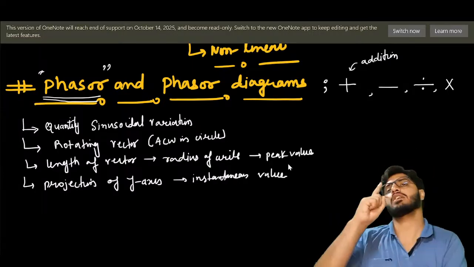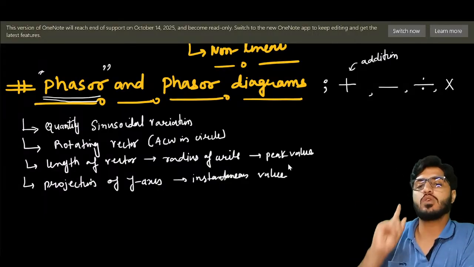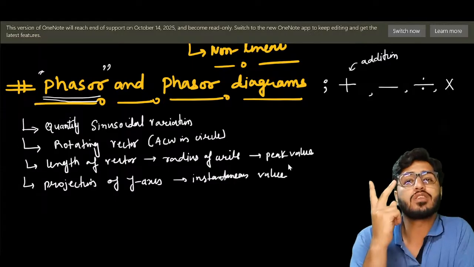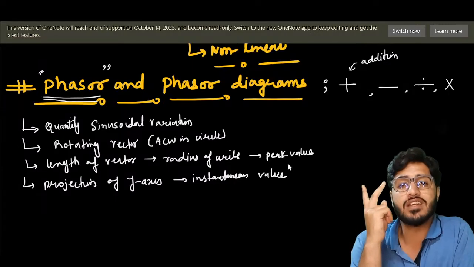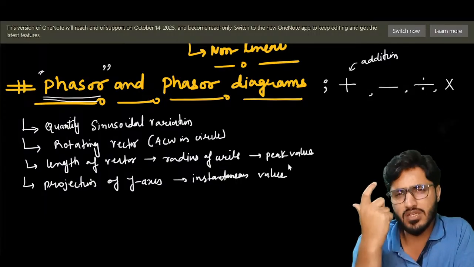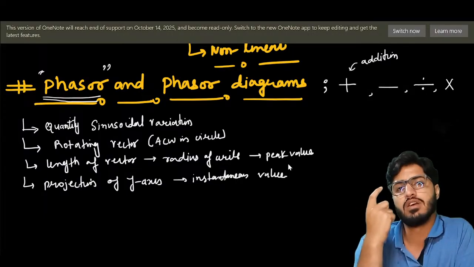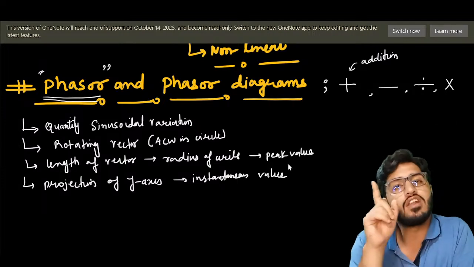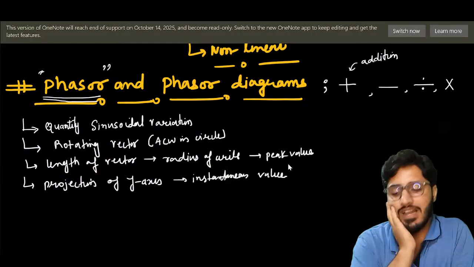What is a phasor? The quantity should be sinusoidally varying. The rotating vector you take as anti-clockwise in a circle. The length of the vector gives the radius of the circle, which is your peak value. And the projection of this rotating vector on the y-axis gives the instantaneous value.